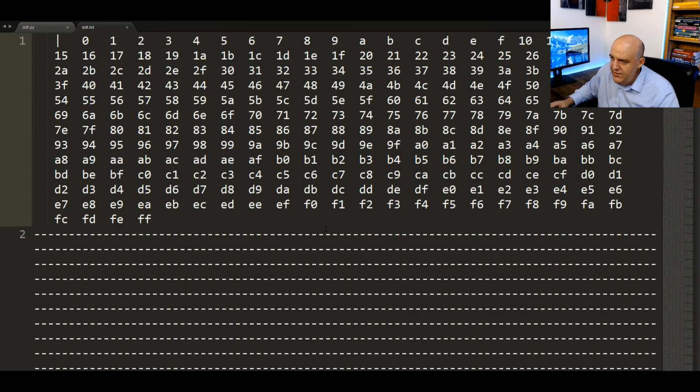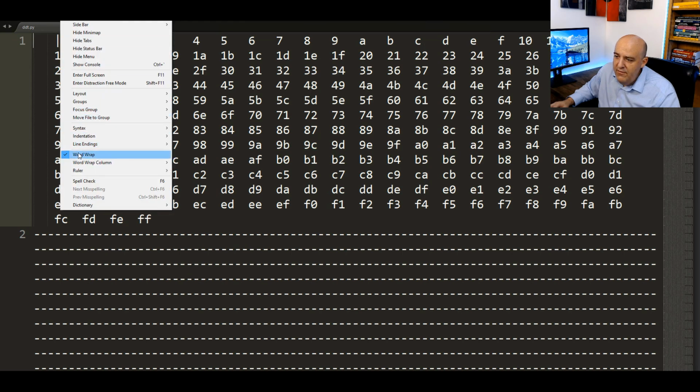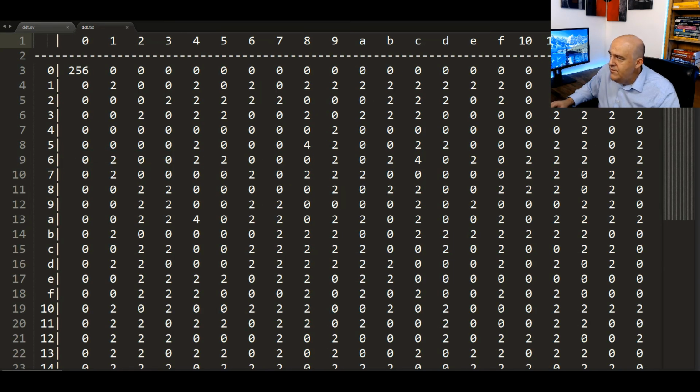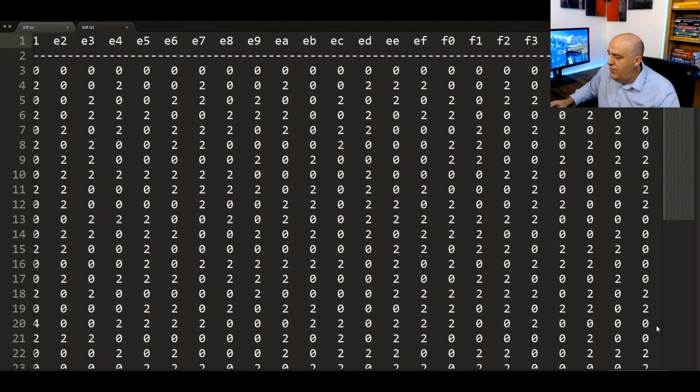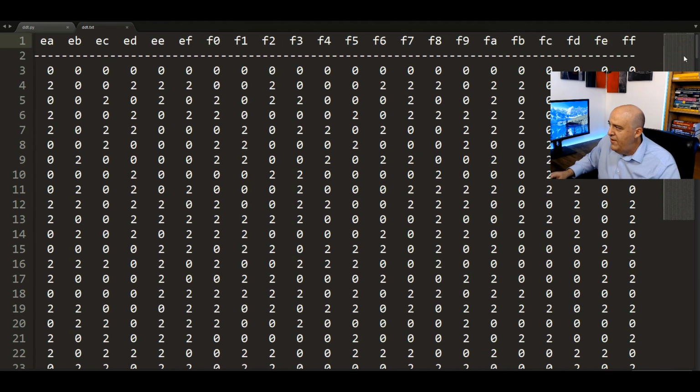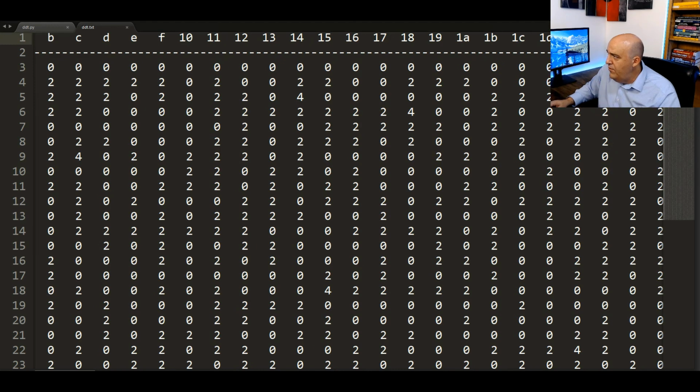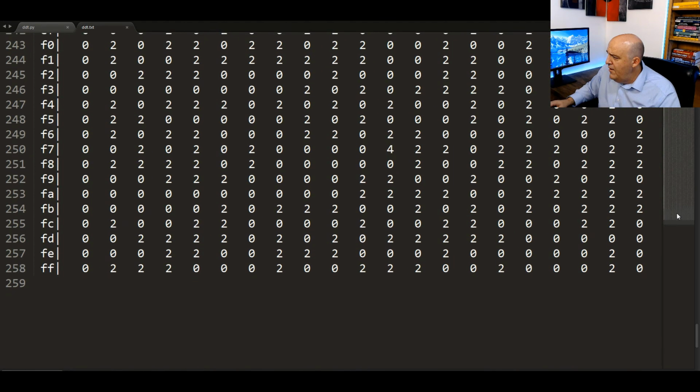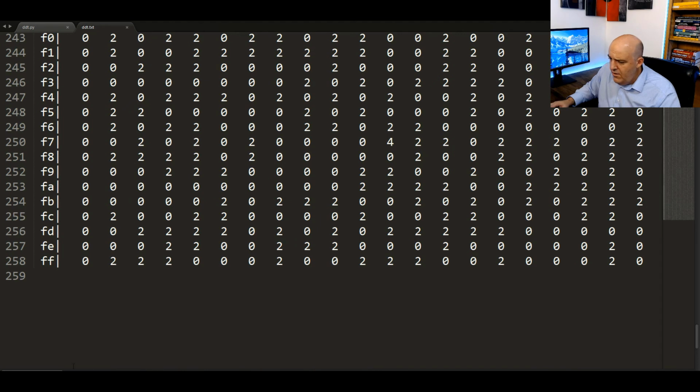And here it is. It actually doesn't look that good, but word wrap is on. So why don't we turn that off? And there we go. So our row and column headers should go from 0 up to 2 to the 8 minus 1, which is 255, which is FF. So we expect our row and column headers to go from 0 to FF. And if we go all the way over, we see that it does end in FF. And if we go all the way down and all the way to the left, FF, yeah.